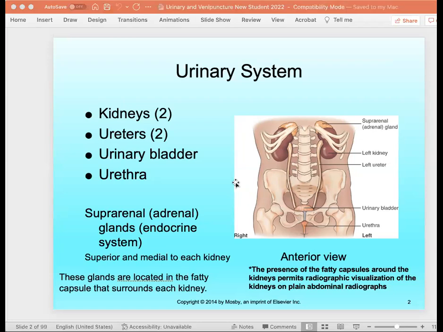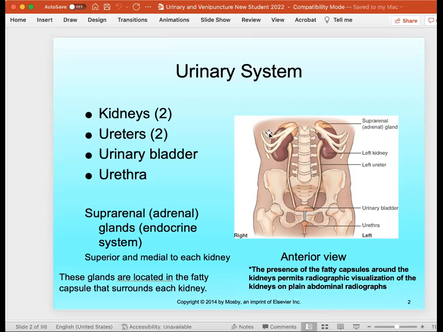As it says here and it's starred, the fatty capsule around the kidneys is why sometimes we can visualize the outline of the kidneys on KUBs. So because of that, we can sometimes visualize kidneys on plain abdominal radiographs. The presence of the fatty capsule around the kidneys permits radiographic visualization of the kidneys on plain abdominal radiographs.